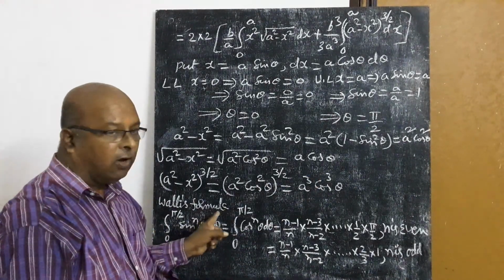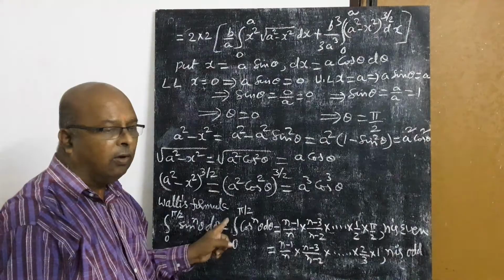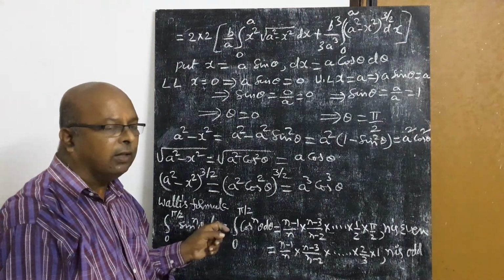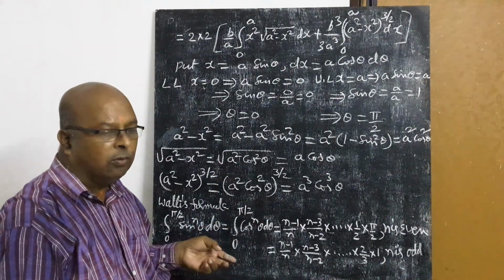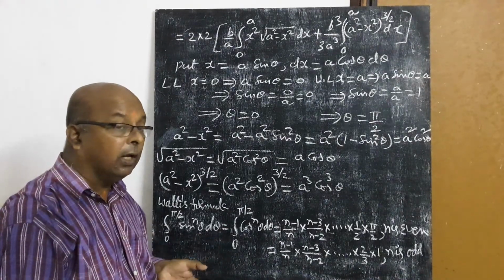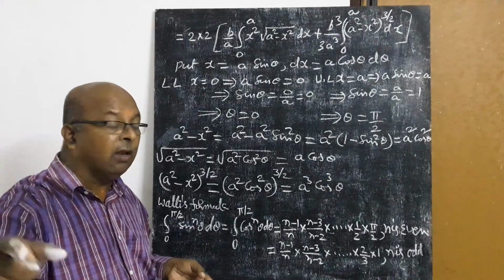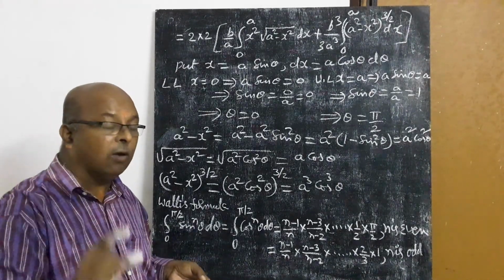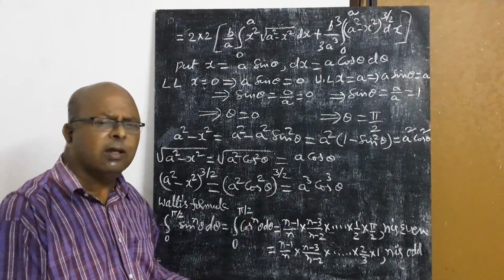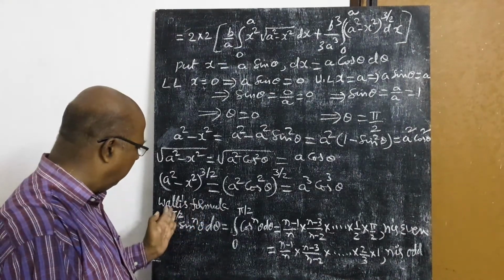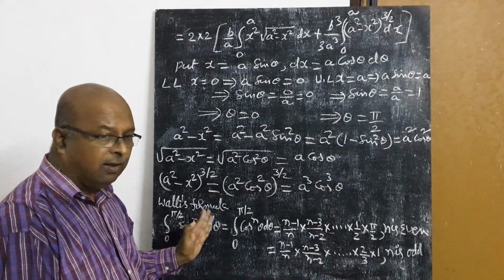A very, very important formula in integration. Don't write sin square theta is equal to 1 minus cos 2 theta by 2. Sin 4 theta is 1 minus cos 2 theta by 2 whole square. Don't apply the a minus b whole square formula. It is a very, very lengthy procedure.